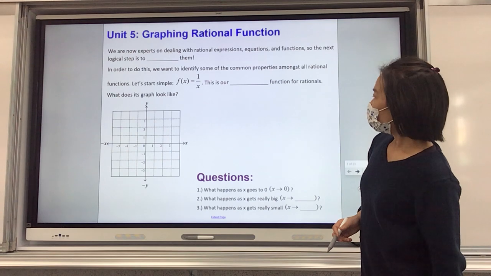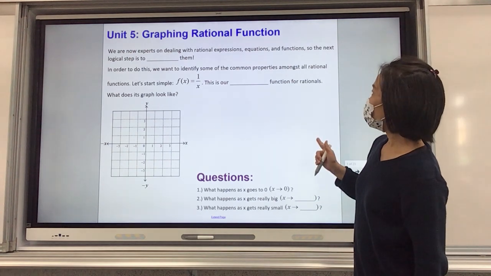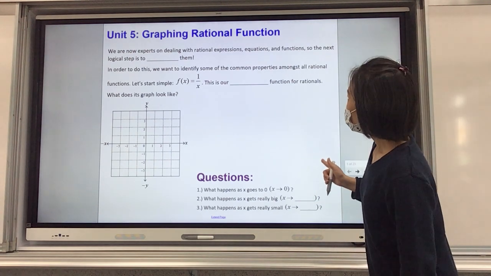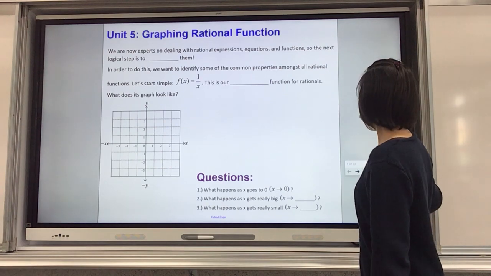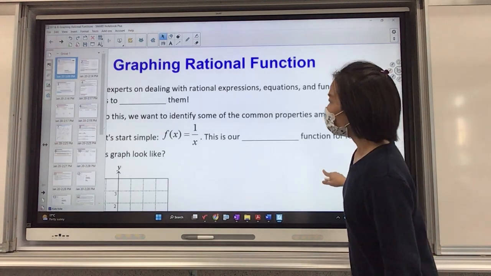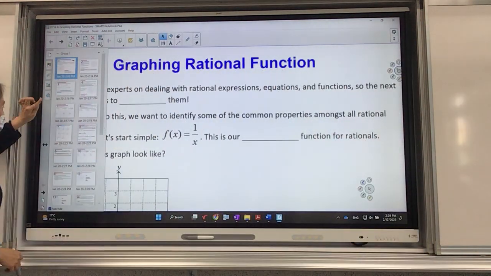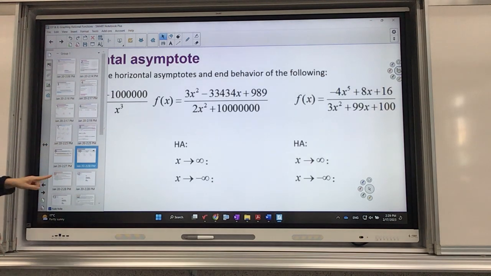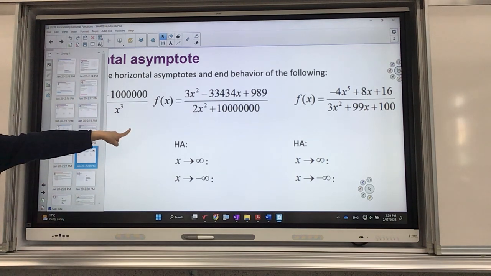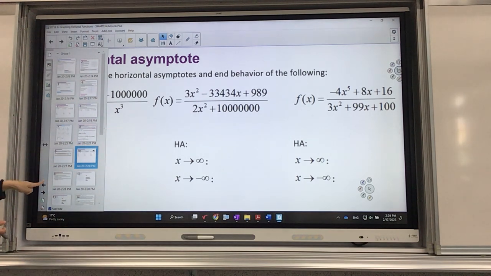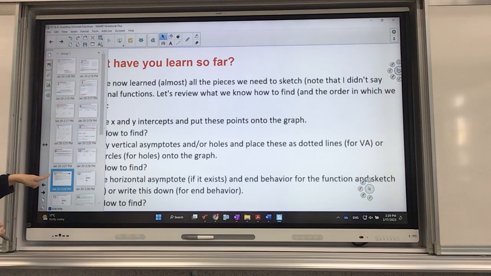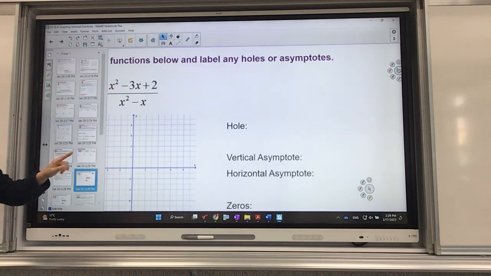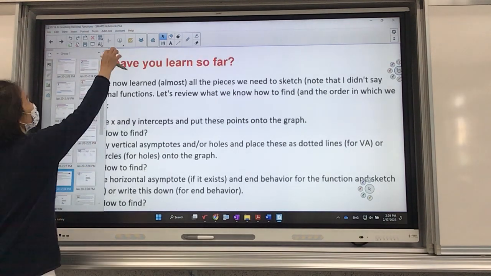So we now... What is this? Oh, we already did this, didn't we? Okay, sorry. Last time where were we? We did the horizontal asymptote, right? This one we didn't do. Okay, so let's review this.